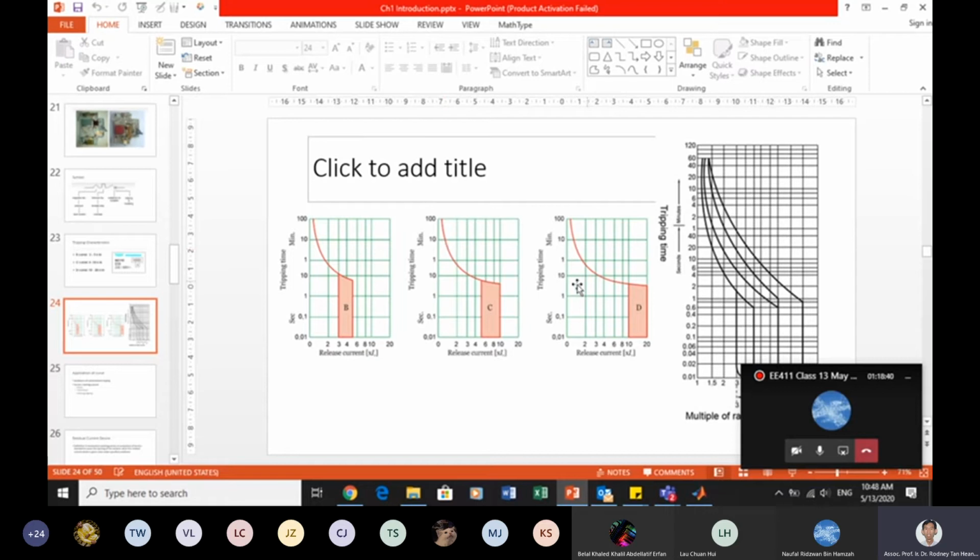So all this graph, the main difference is basically this. See, B, at 3 times only, it already trips immediately, this vertical line here. This is 5 to 10 times, and D is 10 to 20 times. So basically these are the tripping curves. This is very, very important. You have to understand the tripping curve so you can install the correct breaker.